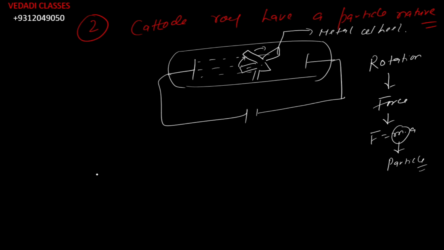Now we have to discuss the next property. Next is, as the cathode ray strikes a metal foil, suppose we put a metal foil over there. As you put the metal foil there, the metal foil will get heated. So cathode rays show a heating effect.